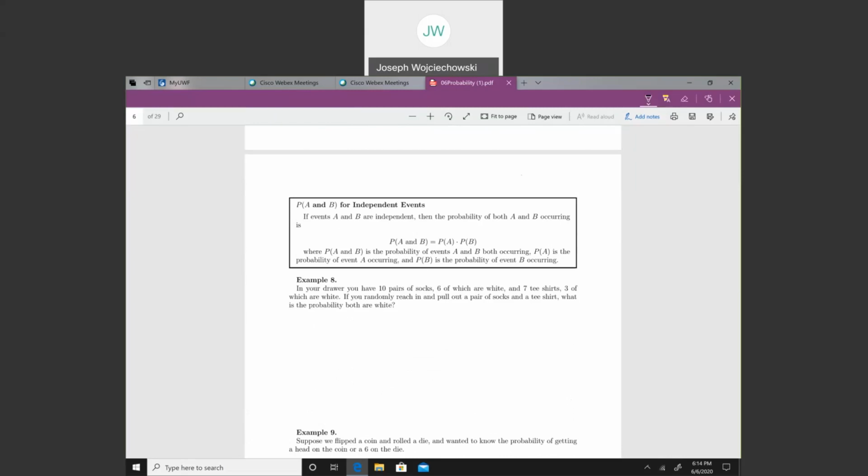If your drawer has 10 pairs of socks, 6 white, and 7 t-shirts, 3 white, if you randomly reach in and pull out a pair of socks and a t-shirt, what is the probability both are white? Well, the probability that the sock is white is 6 out of 10. Probability of a white sock. Probability of a white t-shirt is 3/7.